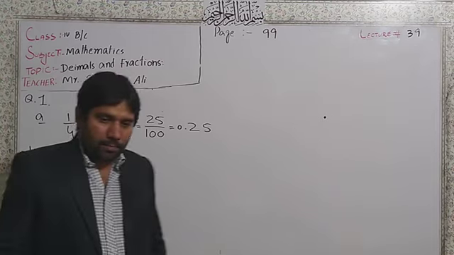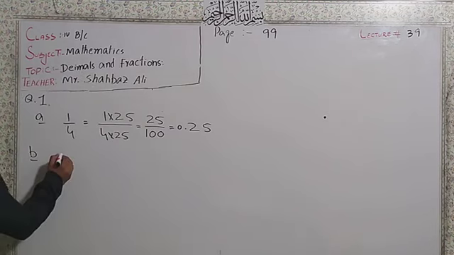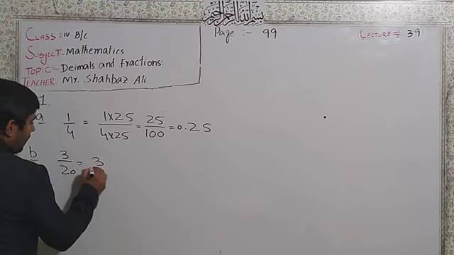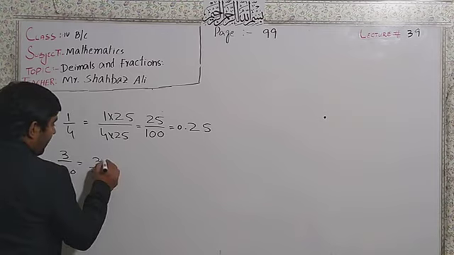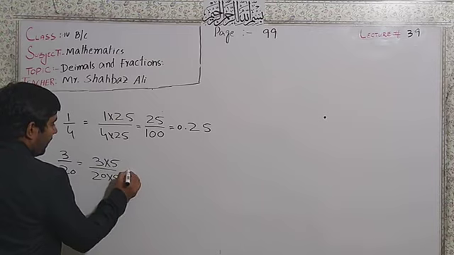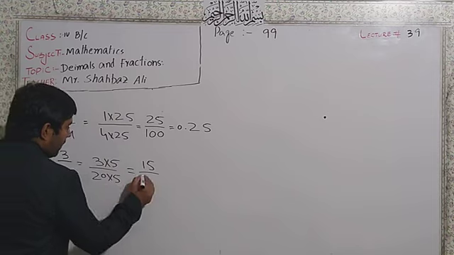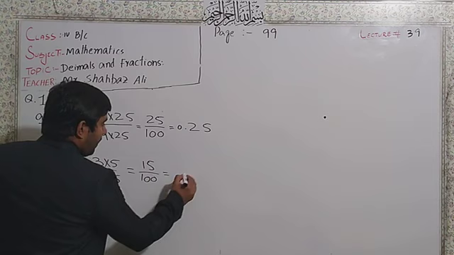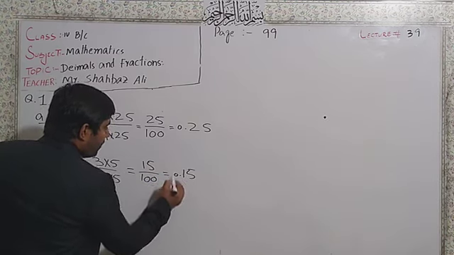Next one, part B, is 3 over 20. We also change this denominator. We cannot make 10, we will make 100. So 20 times 5 is 100 and multiply 5 here. 3 fives are 15 and 20 fives are 100. And then we change into decimal. 15, 2 digits, and then point and 0. This is the answer.